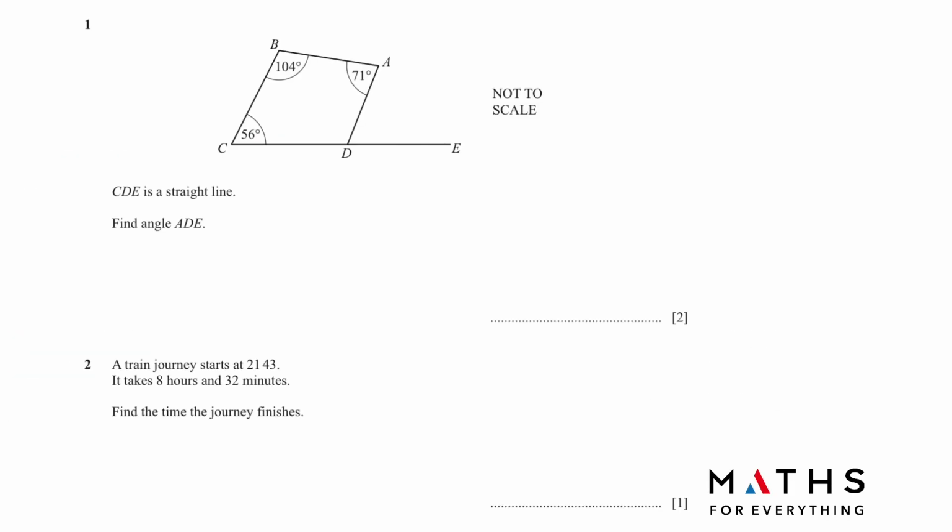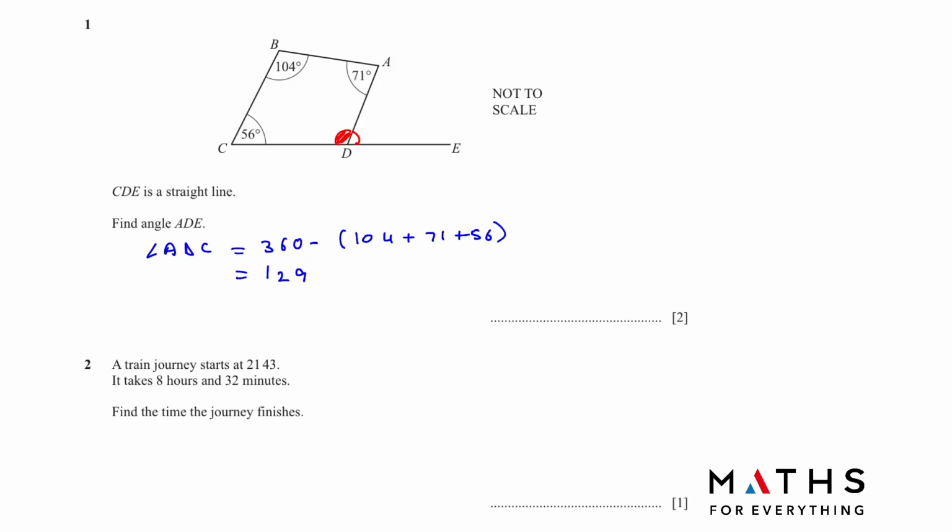Question number 1. CD is a straight line, find angle ADE. To find ADE, I will first have to find this angle here. This is a quadrilateral. In a quadrilateral, the sum of the 4 angles is equal to 360. So to find the angle ADC, we are going to subtract the other angles from 360. So 104 plus 71 plus 56 subtracted from 360 is 129.